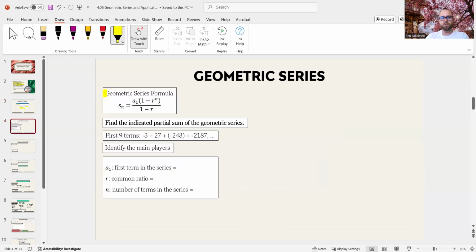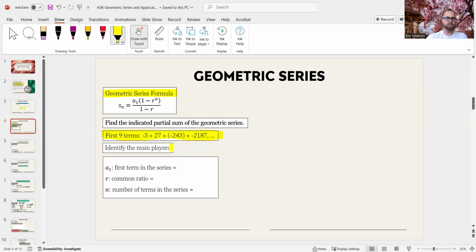So here is your geometric series formula. Write it down. Again, notice that S sub n looks familiar, but of course this is for a geometric series. And now the question. Find the indicated partial sum of the geometric series. They tell us they want us to find the first 9 terms of this series. Now, we don't see 9 terms, but that's okay. We can figure this out regardless, right?